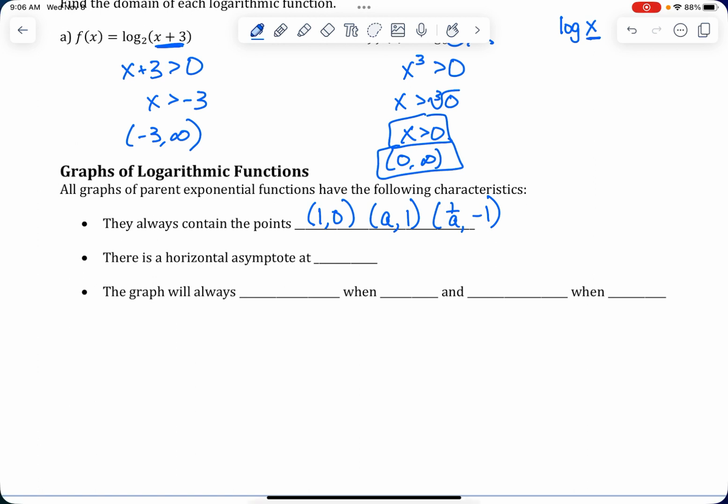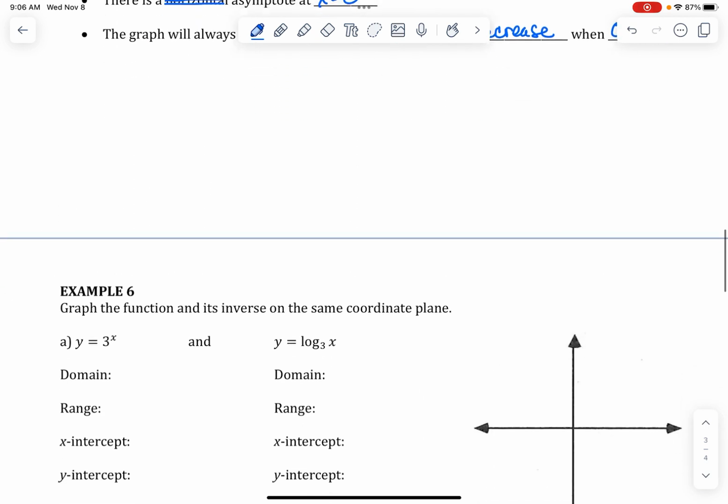In an exponential function, the asymptote was at y equals 0. It was a horizontal line. Here, I'm sorry, this is a vertical asymptote. Sorry, I typed that wrong. So that's going to be a vertical asymptote at x equals 0, right? So we have a log function. It's going to be vertical. All right, and so what we're going to say here is that the graph always increases as long as that base is greater than 1, and it will always decrease when the base is between 0 and 1, okay? And so that should set us up for some of our graphs.